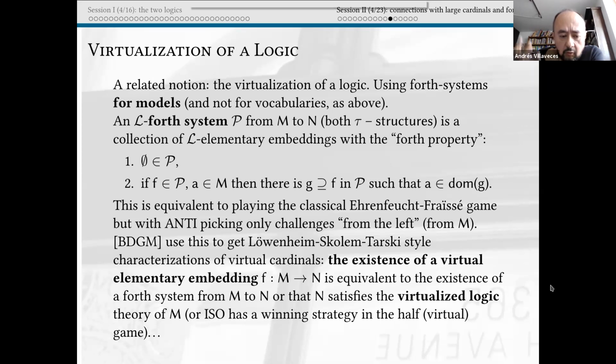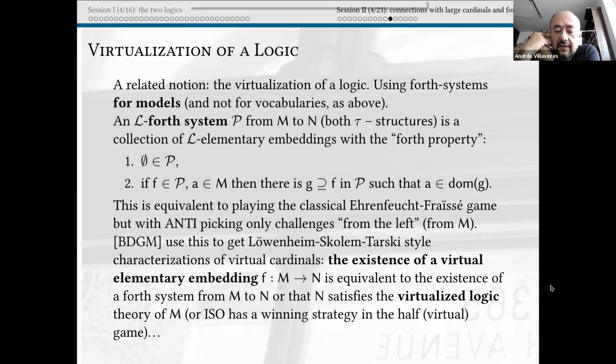The four authors use this because they're interested in Löwenheim-Skolem-Tarski style characterizations of the virtual cardinals. Those also have a history going back to Magidor's work and other people, Malitz and perhaps Shelah in the 1970s, working around Löwenheim-Skolem-Tarski characterizations of large cardinals. So now they want to do them for virtual large cardinals.